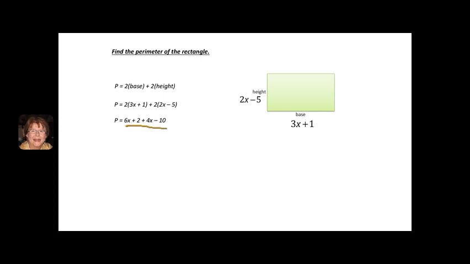Now we can collect our like terms. 6x plus 4x is 10x. Positive 2 minus 10 is negative 8. The perimeter of our rectangle is 10x minus 8. We verify our question once more. Remember the question was to find the perimeter of the rectangle? We now know that the perimeter of the rectangle is 10x minus 8 units.